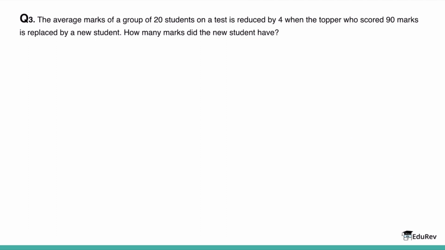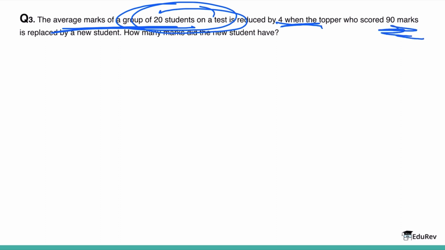Question number 3. The average marks of a group of 20 students on a test is reduced by 4 when the topper who scored 90 marks is replaced by a new student. So how many marks did the new student have? It's also simple. Now let the initial average be x, and the initial total will obviously be 20x.